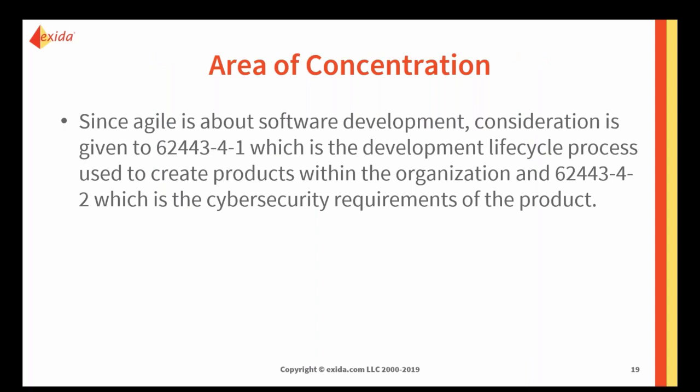So again, to reiterate, since Agile is basically about software development, the consideration here under today's discussion is given to basically 4-1, which is the development lifecycle process used to actually create the products within your organization, and 4-2, which is the cybersecurity requirements of the product itself. So we have both the lifecycle and the management under 4-1, and we have 4-2, which are the cybersecurity requirements of the product.